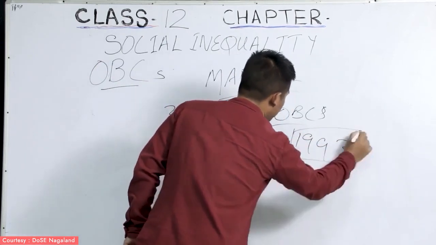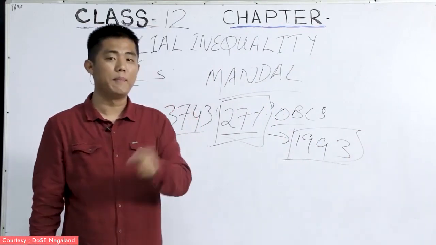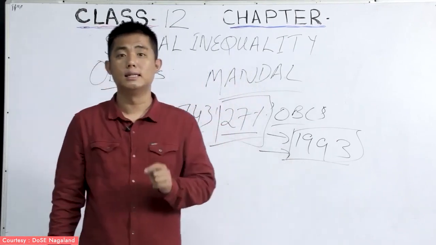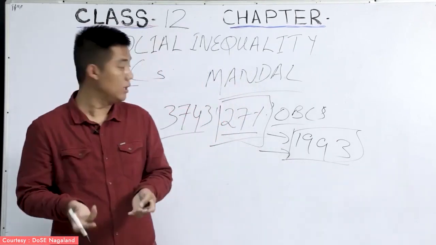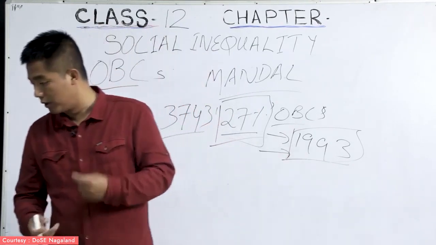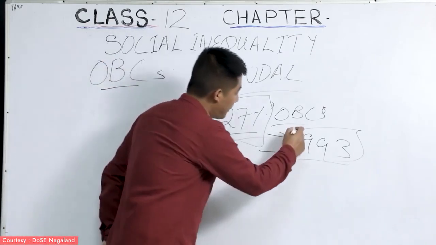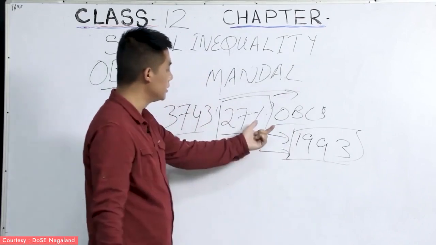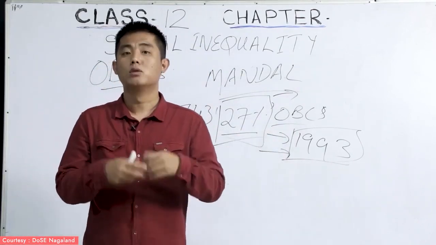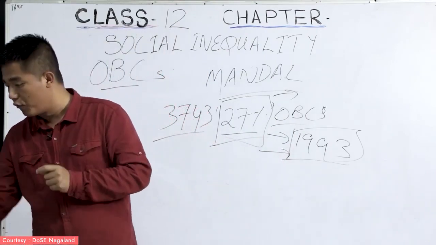I repeat again, the provision of 27% reservation for the other backward classes was implemented only in the year 1993. So we can see that at least they were given some opportunities here. Now, what happened was that these provisions were given for the OBCs, where they had the opportunity to compete themselves in the exams. And all these things will be found on your page number 45.